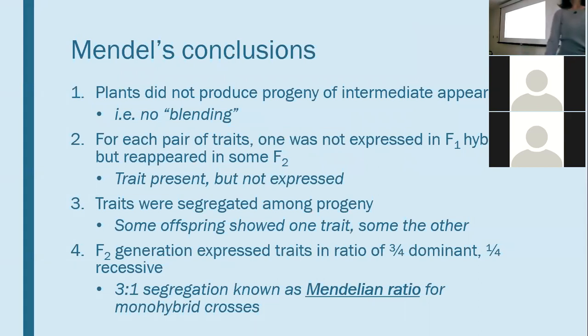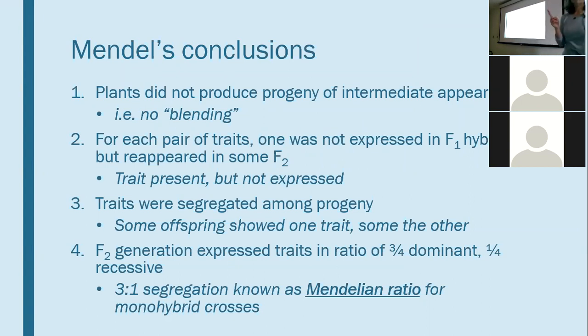All right, so given all of this information, Mendel made some conclusions. One was to get rid of that blending idea. Plants do not produce progeny of intermediate appearance. We don't get pink flowers. We don't get lime green pea seeds for the traits he was looking at. So no blending. Conclusion one, blending's out.